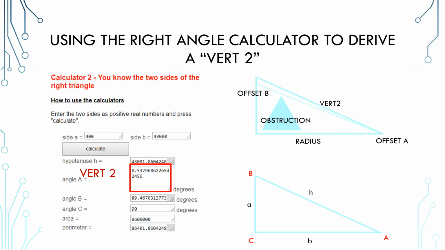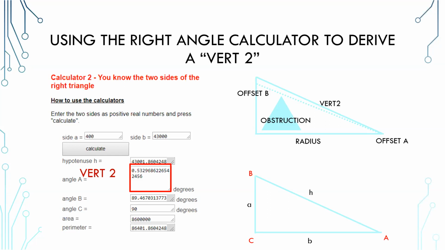So using the right angle calculator to derive a Vert 2. As we discussed earlier, the Vert 2 is the angle from the offset A to the offset B, derived through the Pythagorean theorem. So as you can see, the lowercase a on the left-hand side is 400, and that is feet. And so when you put that in there with your lowercase side b, or your range, for this example it was 43,000 meters, you come up with a 0.5. So this correlates as the dashed line in the upper right-hand graphic.